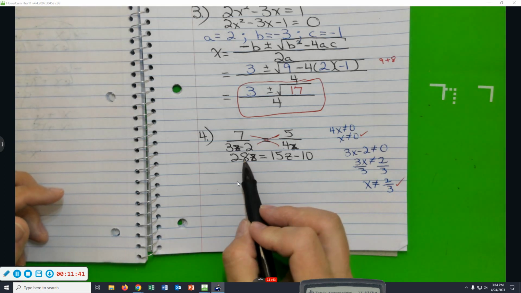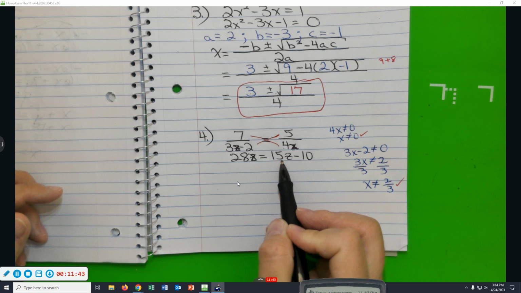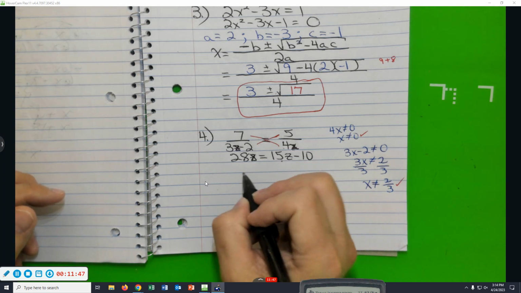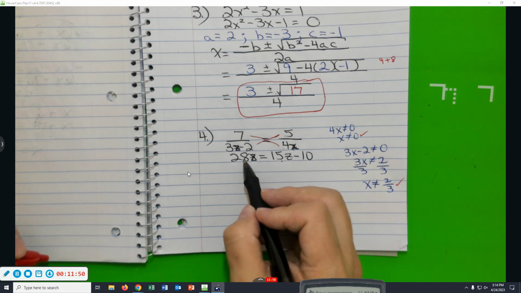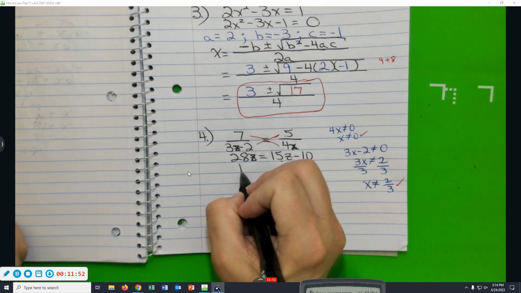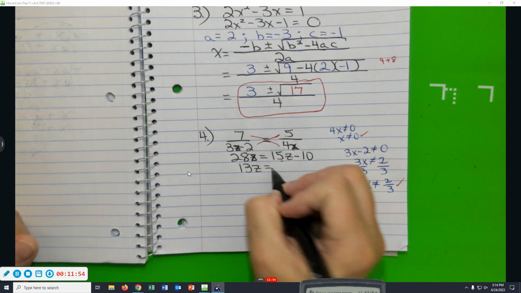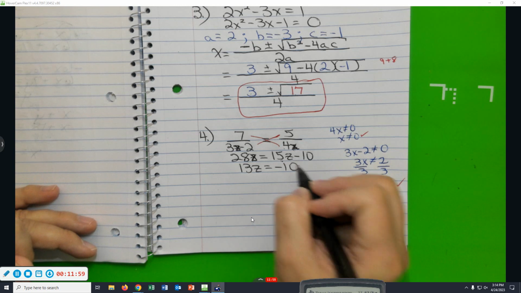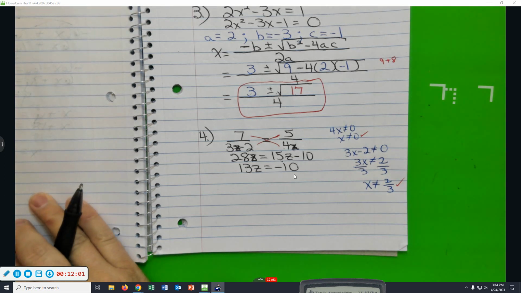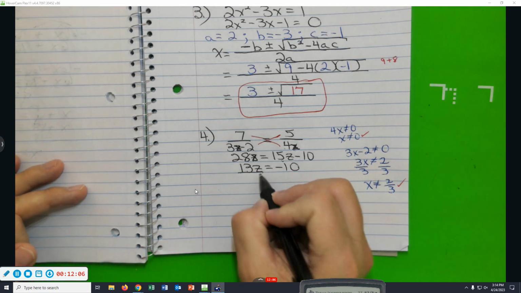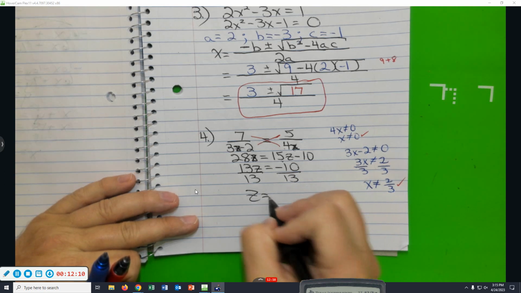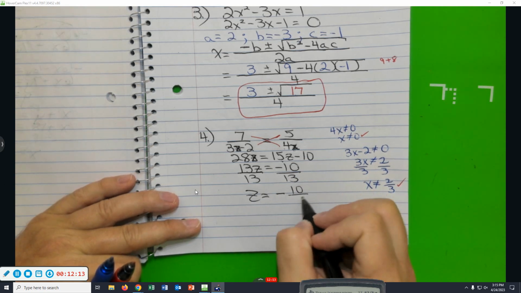What are we going to have to do there? So you took the 5 times, distribute, that's correct. 5 times 3z minus 2 gives us a 15z minus 10, I agree. That 28z minus 15z gives me, I think it's 13. 28 minus 15 gives me 13z equals negative 10. So what do I do now? Divide by 13 to give us z equals negative 10 over 13.